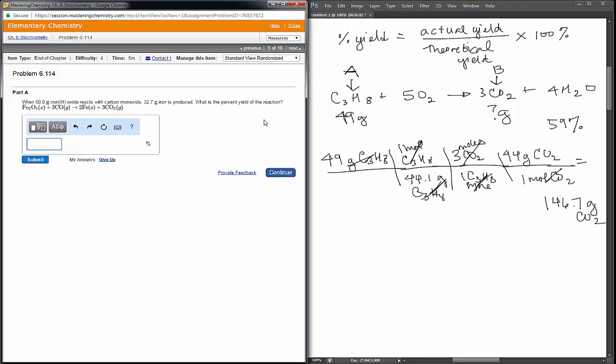So this is the exact same type of problem, exact same type of question, but instead of giving you the percentage and asking what the actual one was, they're giving us the actual and they're asking us what the percent is. But otherwise it's the same.